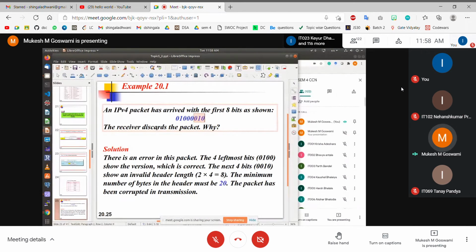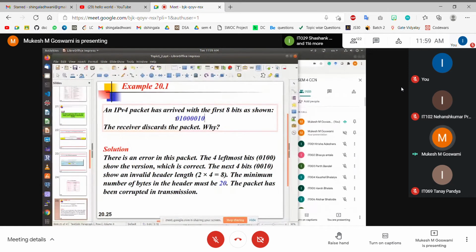The receiver discards this particular packet, right? Can you find out the reason why the receiver is discarding this packet? These are the first 8 bits of the received packet. However, the received packet is discarded by the receiver. I would like to know the reason why the received packet was discarded, right? So let us try to find out.